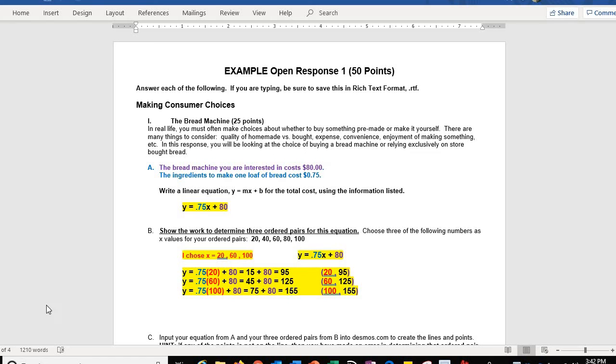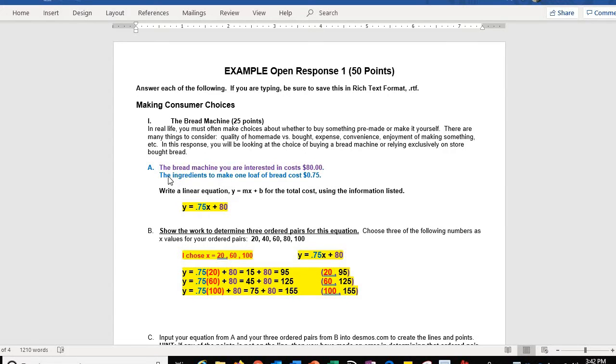Hi, folks. I just wanted to give everybody a quick rundown in regard to that Unit 1 open response assignment so you can see what needs to be there and how to make sure that you get everything done correctly. So on problem 1, we're talking about the bread machine information.